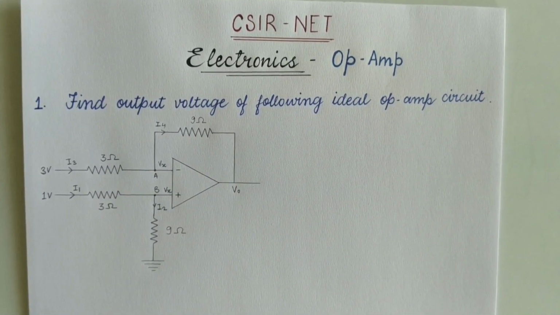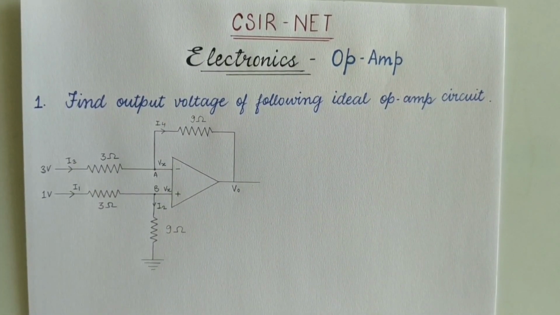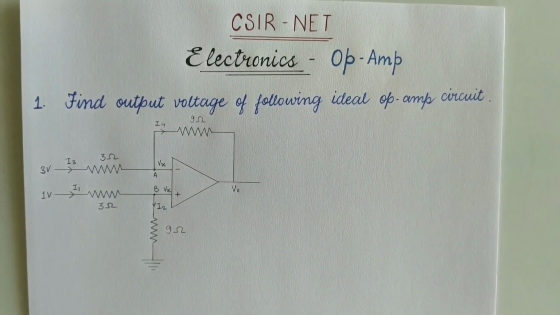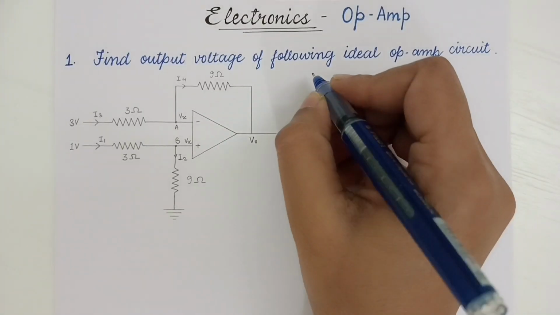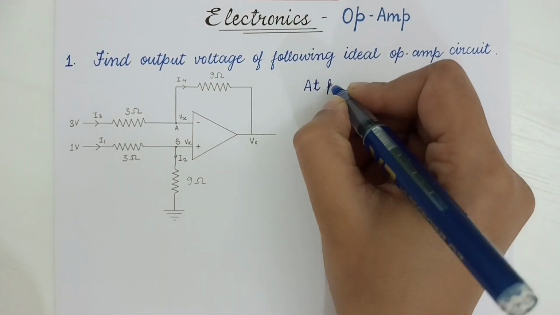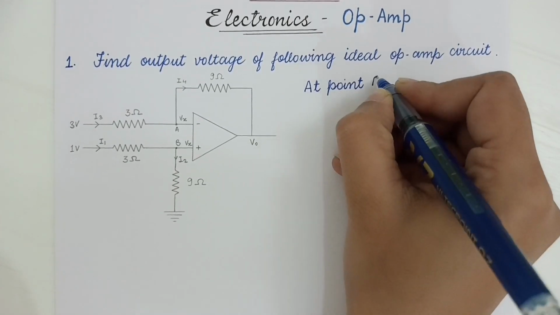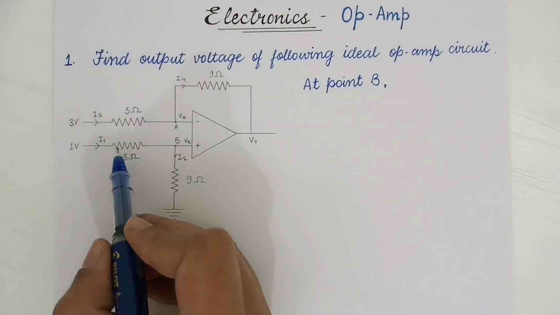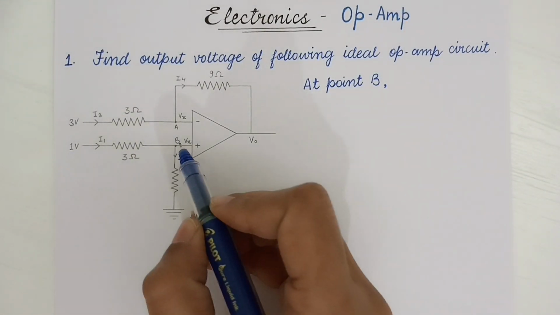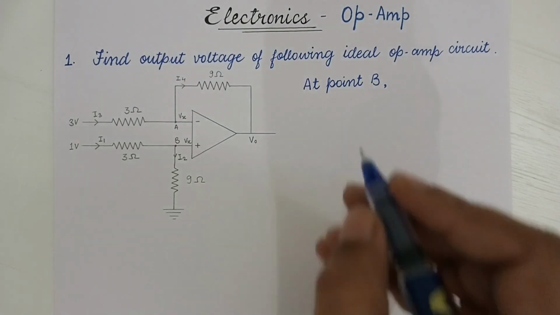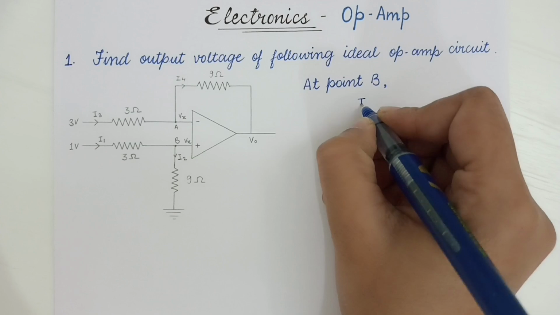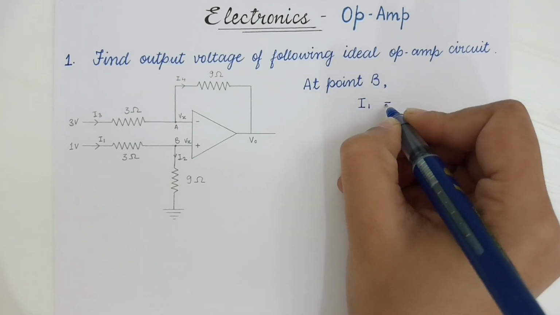So let's start with the first method, that is without using formula, by just putting the incoming current equal to the outgoing current. So let's first take point B. So at point B, the incoming current, that is I1, is equal to the outgoing current, that is I2. So let's put them equal, that is I1 is equal to I2.